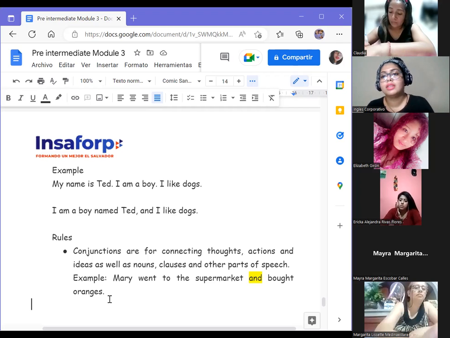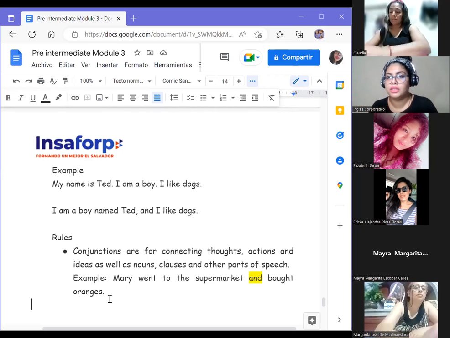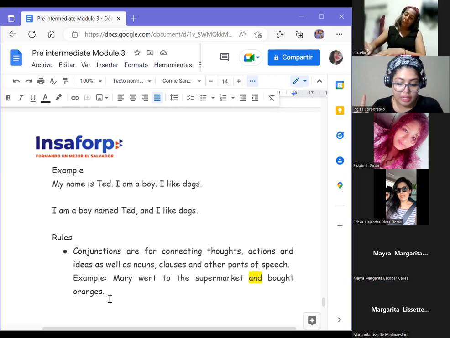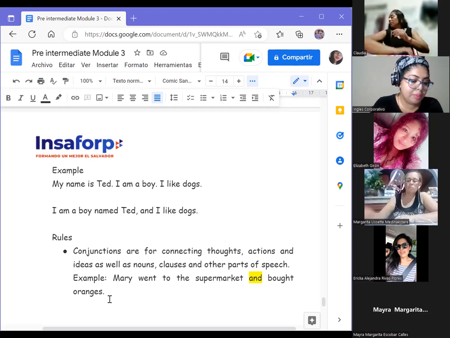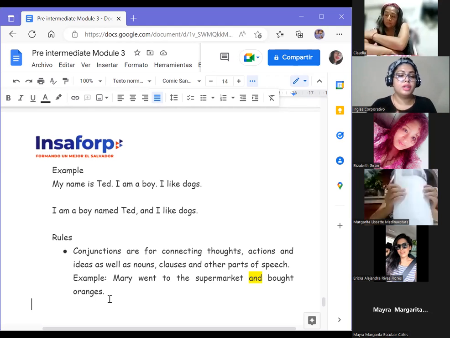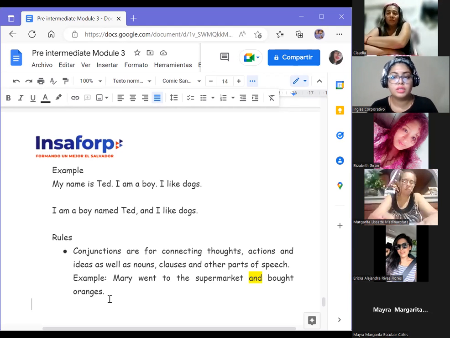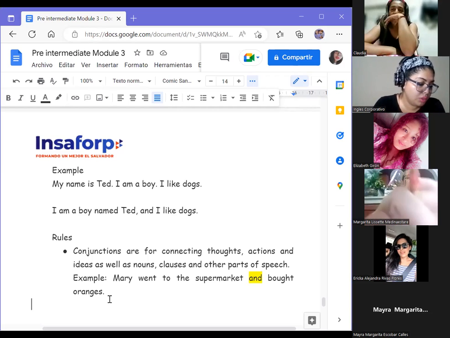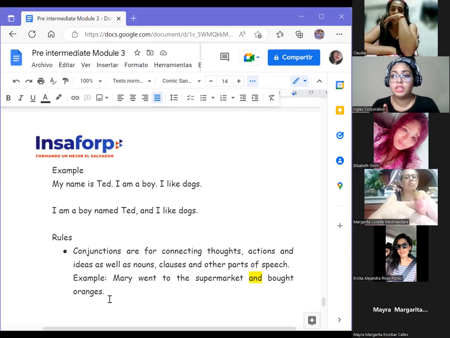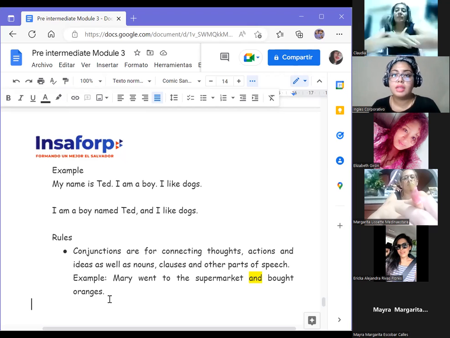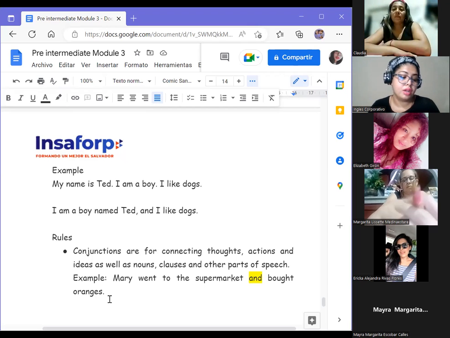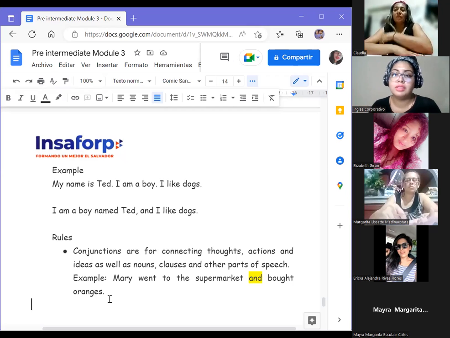So in that case, it's joining two parts of the same idea because it's doing the same action in the sentence. So tomorrow we are going to end the part of the conjunctions, and we are going to see more information about the conjunction and more examples. And also we are going to see the list of conjunctions. You are going to know what words are part of the conjunction. Mañana vamos a ver una lista de palabras que utilizamos como conjunciones para unir las oraciones.